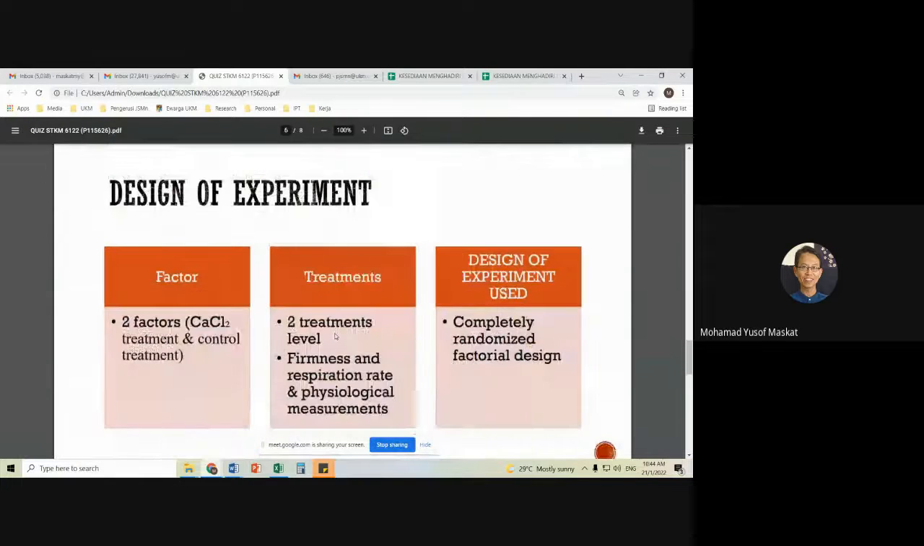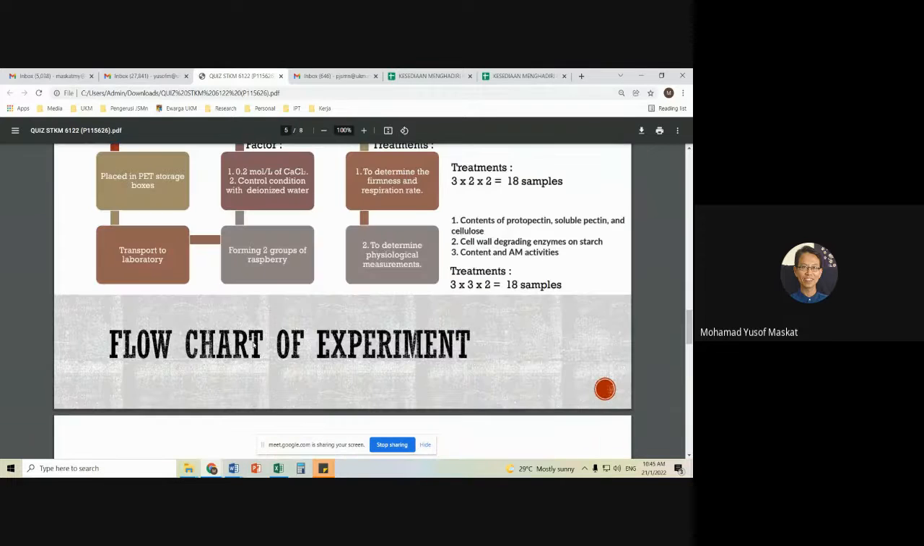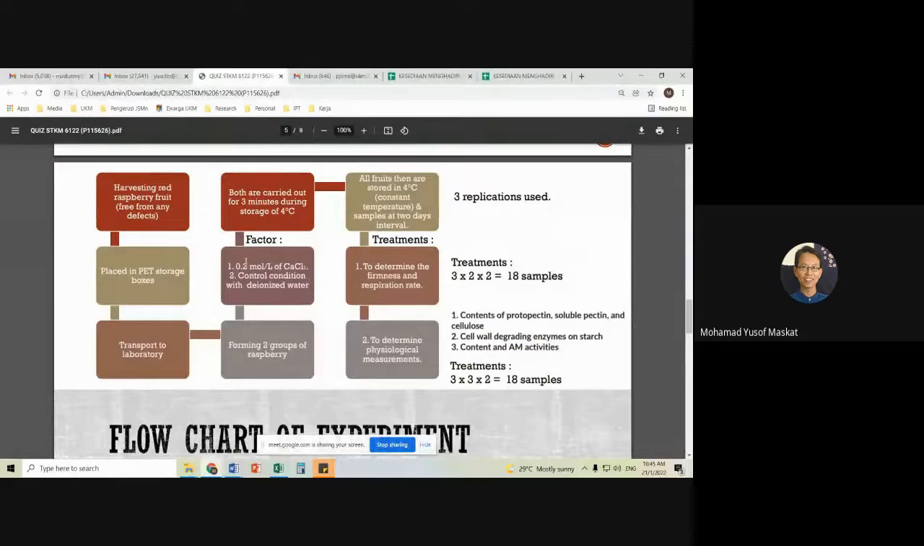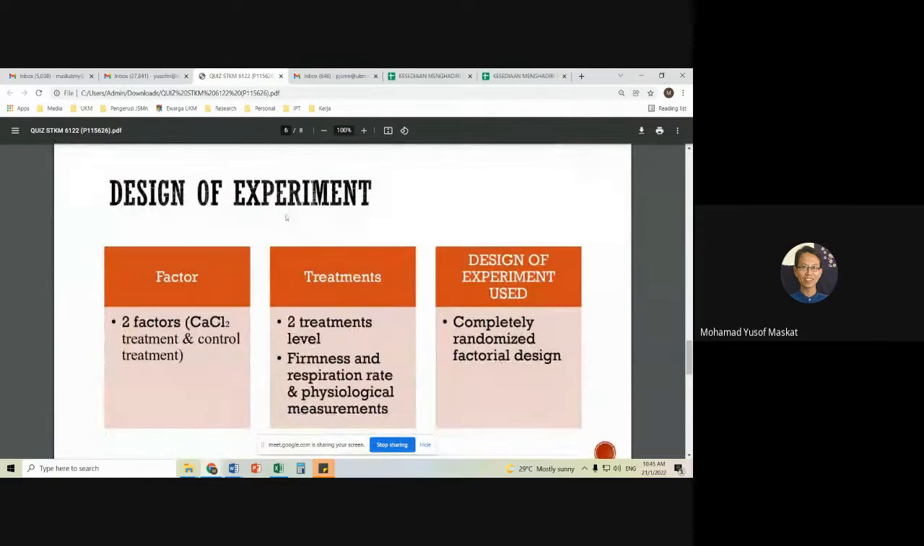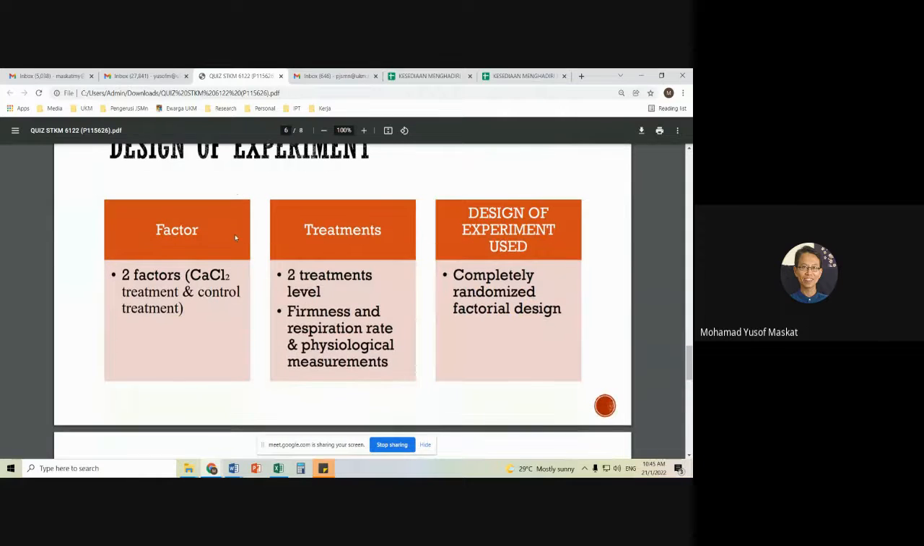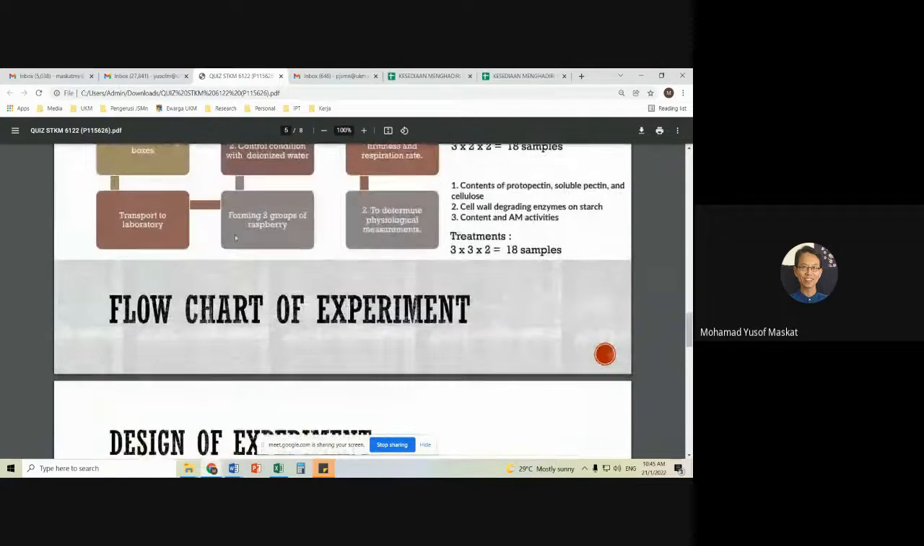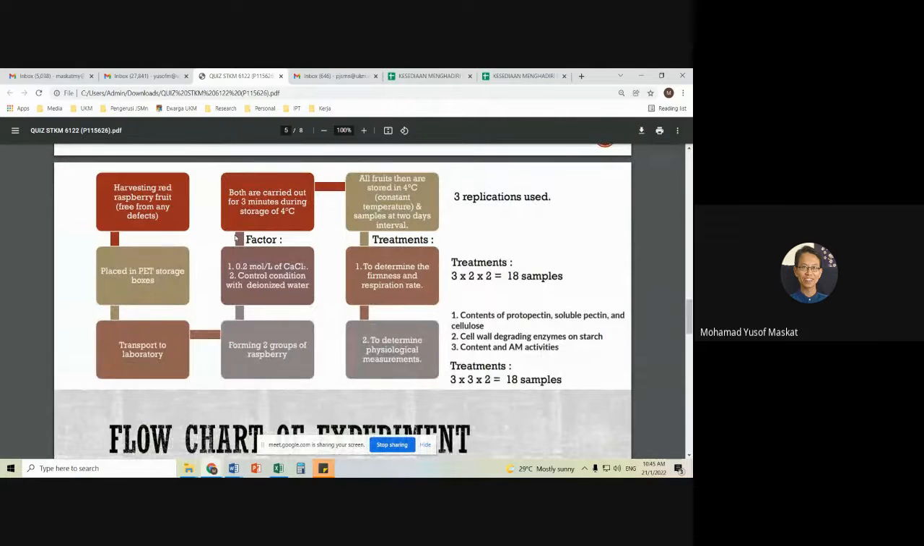Then design of experiment, factors, two factors. The first factor is calcium chloride treatment and control treatment. The calcium chloride is 0.2 mole per liter. Is it correct, Hajar? Yes, Prof. Okay, so remember, if it is a factor, then it is not constant, right? If it is a factor, then it is not constant.